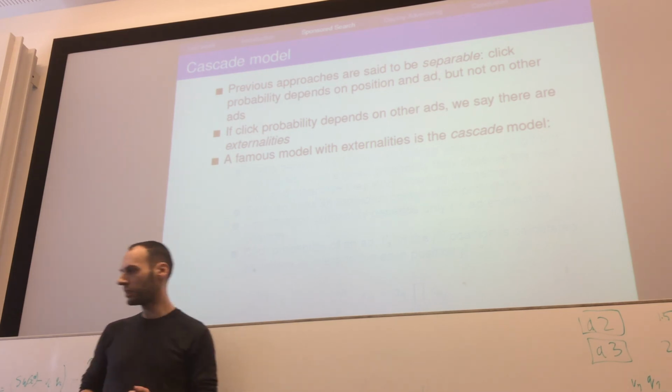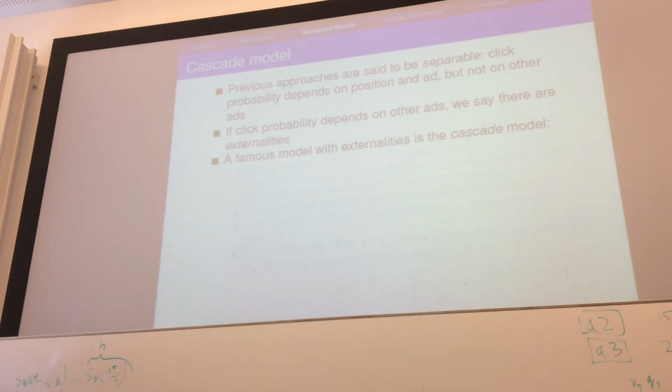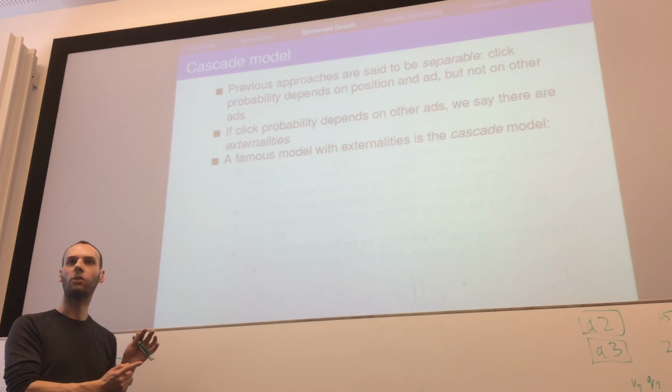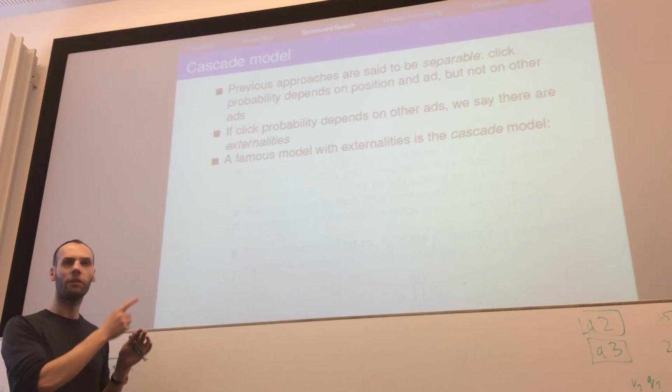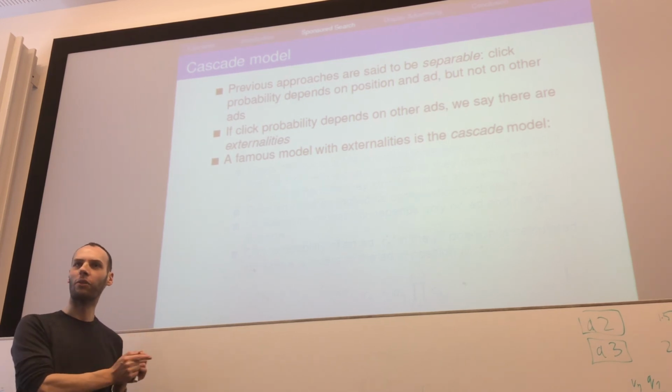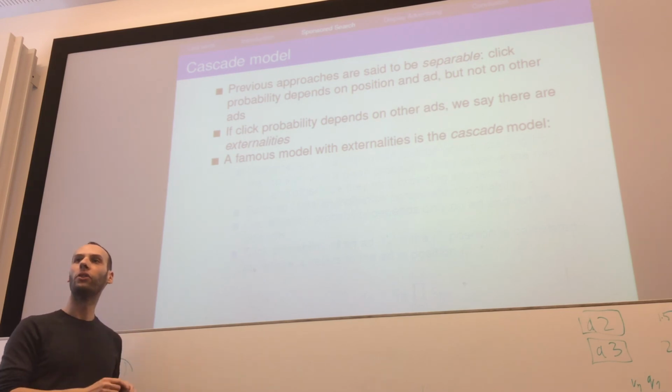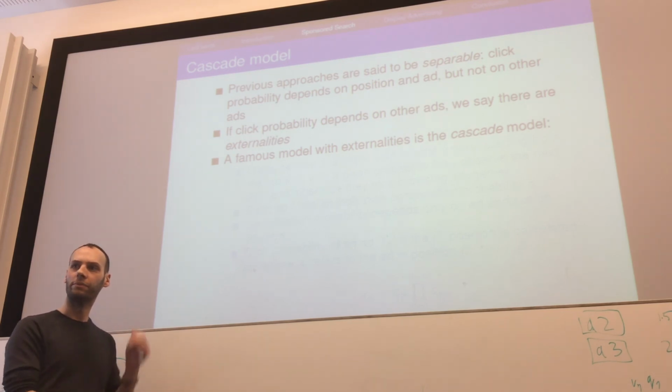So this is a famous model. There's lots about it in the literature. It's called the cascade model. So this cascade model is the idea that you first look at the first one. If you click on this, you're not going to go to the next one. If you didn't click on the first one, there might be a chance that you click on the second one. If you didn't click on the second one, you might go on to the third one, etc., etc.